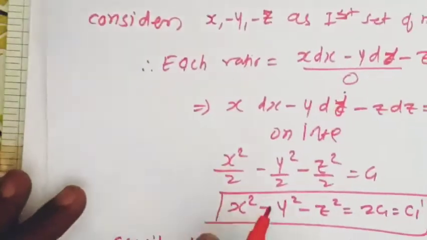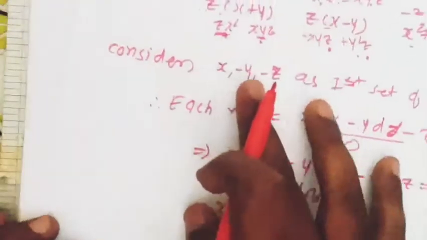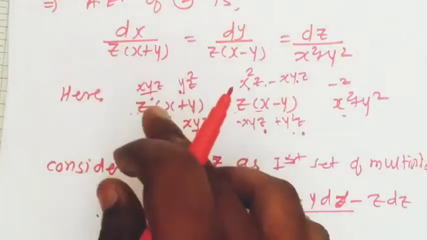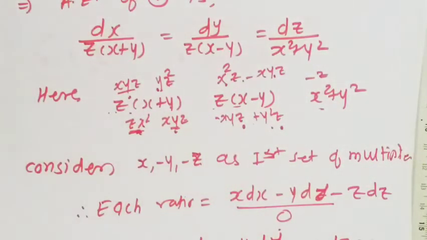The first set of multipliers is x, minus y, minus z. The second is y, x, minus z. Both are independent; you can easily identify. It will take time to understand. Once you keep on practicing these types of problems, definitely you will get the idea.